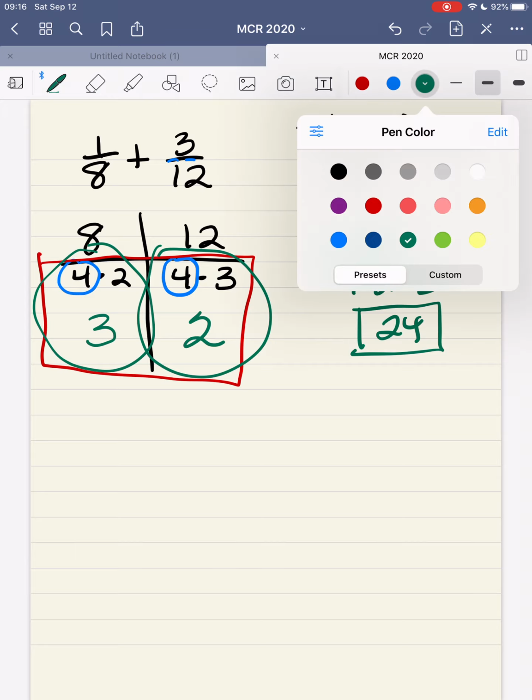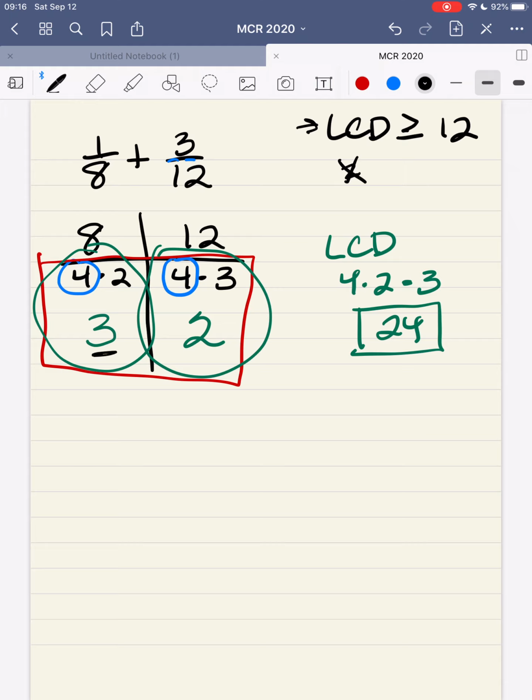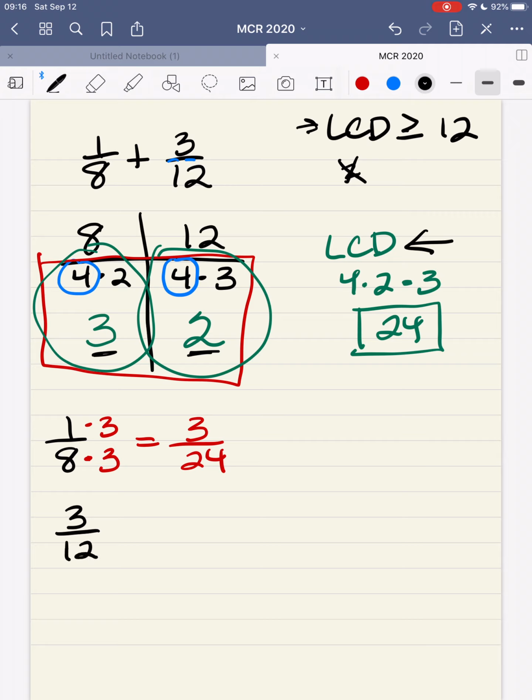The numbers that are in green represent what I need to multiply each fraction by to get to my LCD. So my 1/8 needs to be multiplied by 3 because that's the number in green. That's the number I added in there. When I do that, I get 3/24. Now my 3/12, okay, is going to be multiplied by 2 because that's the number in green that I needed, which gives me 6/24.